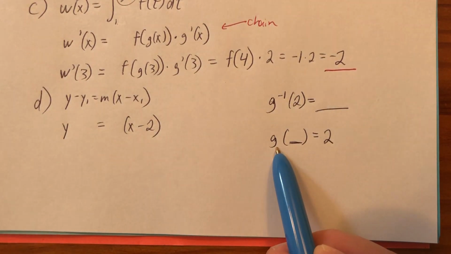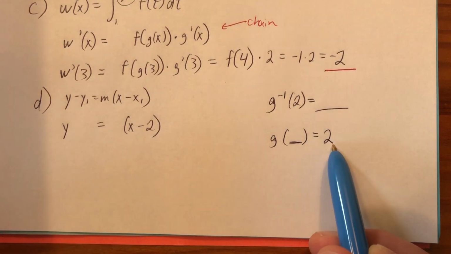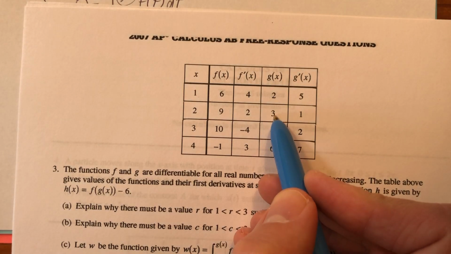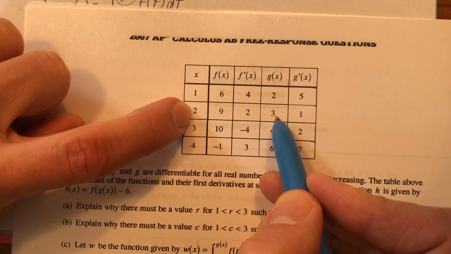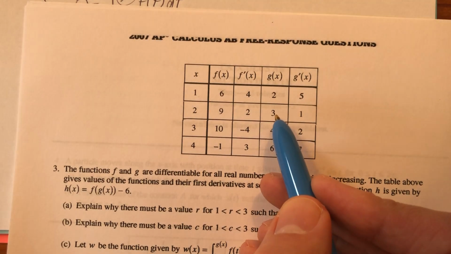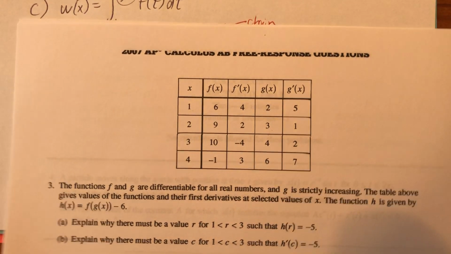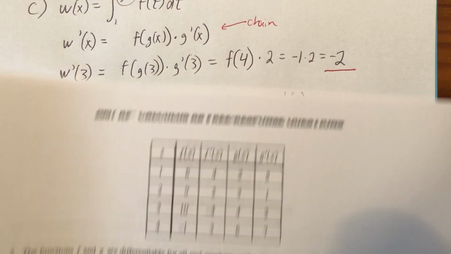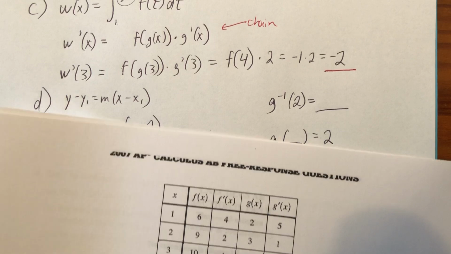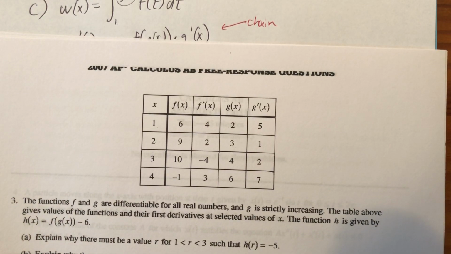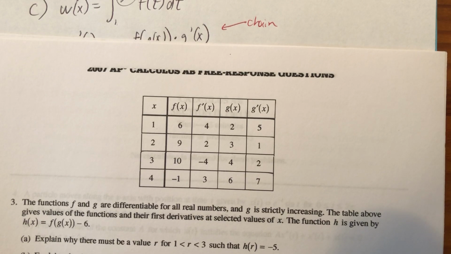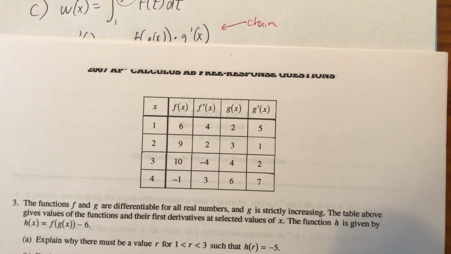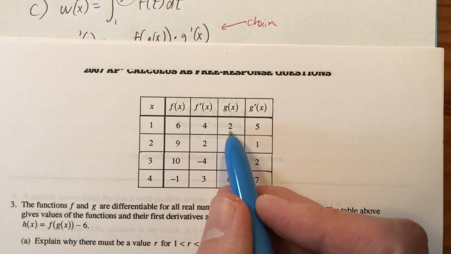So I need my g to give me an output of 2. So my g gives me, that's an input, not an output. My g gives me an output of 2 when x equals 3. Okay? No, I accidentally just lied to you. My g gives me an output of 2 at 1. Yes, sorry. Woo, man, I just confused you.